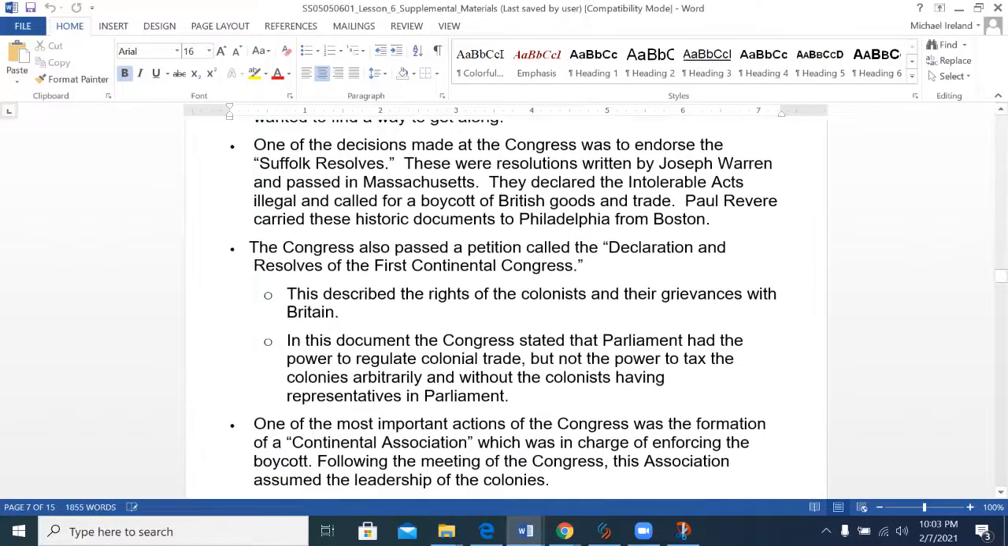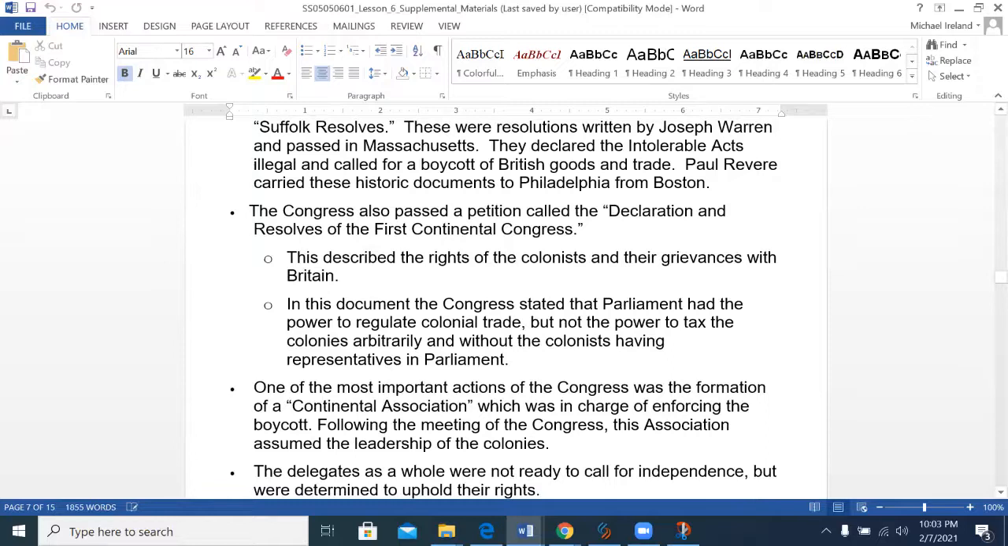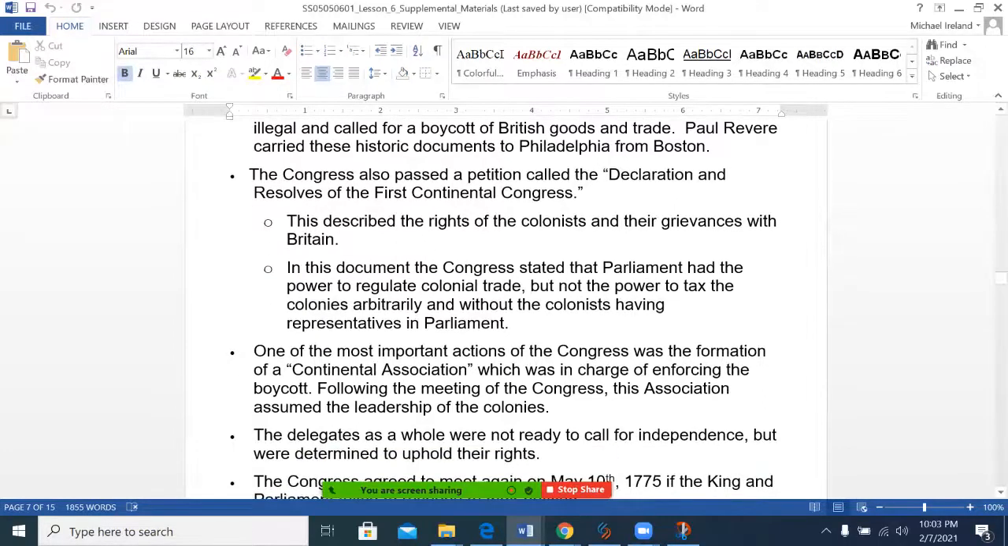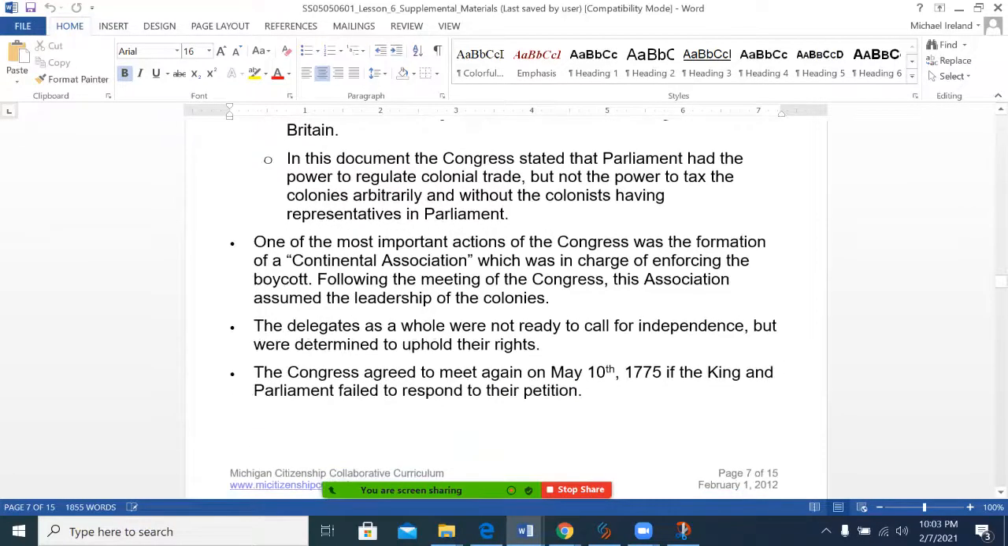The Congress also passed a petition called the Declaration and Resolves of the First Continental Congress. This described the rights of the colonists and their grievances with Britain. In this document, the Congress stated that Parliament had the power to regulate colonial trade, but not the power to tax the colonies arbitrarily and without the colonists having representatives in Parliament. Remember, no taxation without representation.